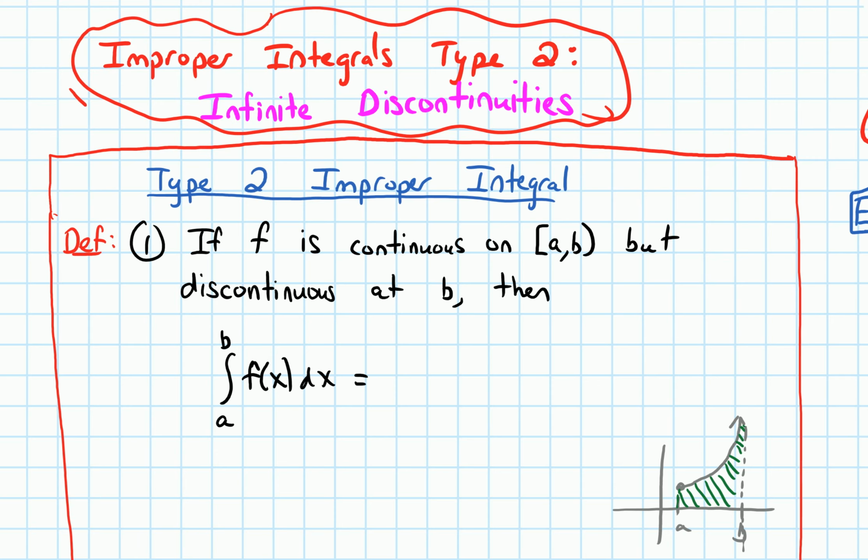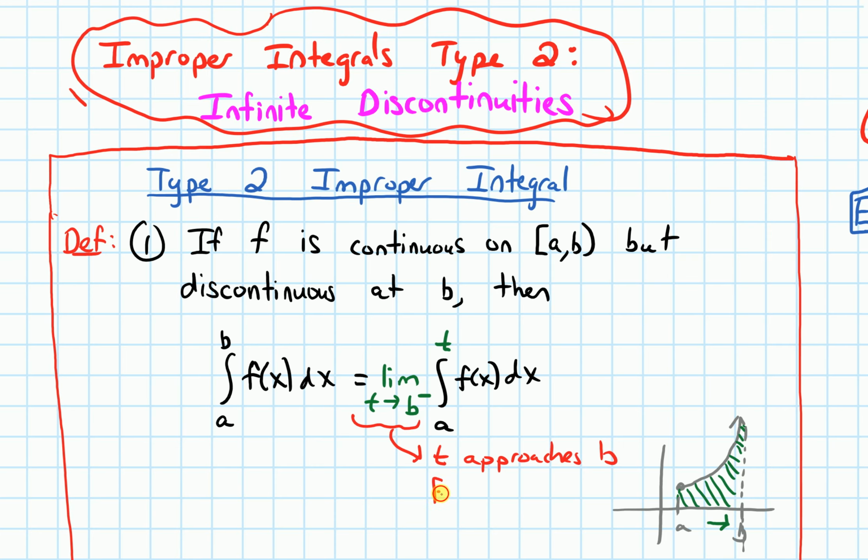The way we'll do that is we'll replace the b with a t, and then keep the rest the same, f of x dx, and then take a limit as t approaches b. So t is going to get closer and closer to b. It's approaching b from the left-hand side, so I put a negative sign in this exponent. That means I'm approaching b from the left. So t approaches b from the left.